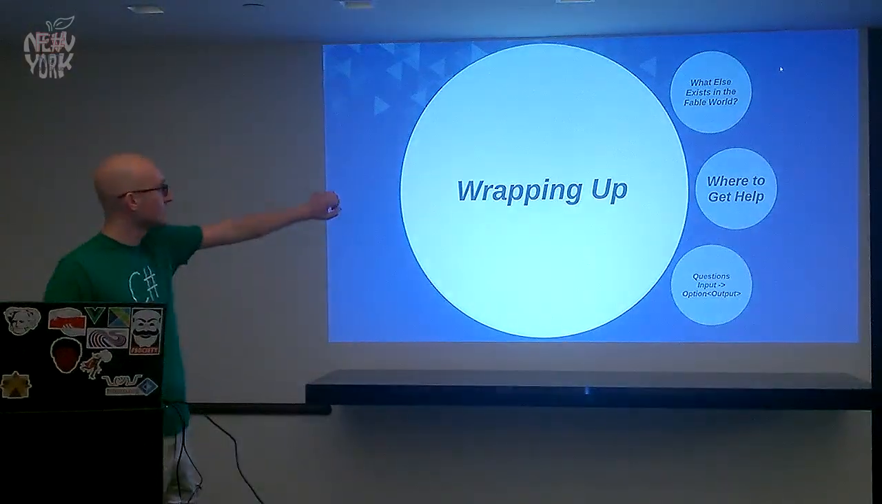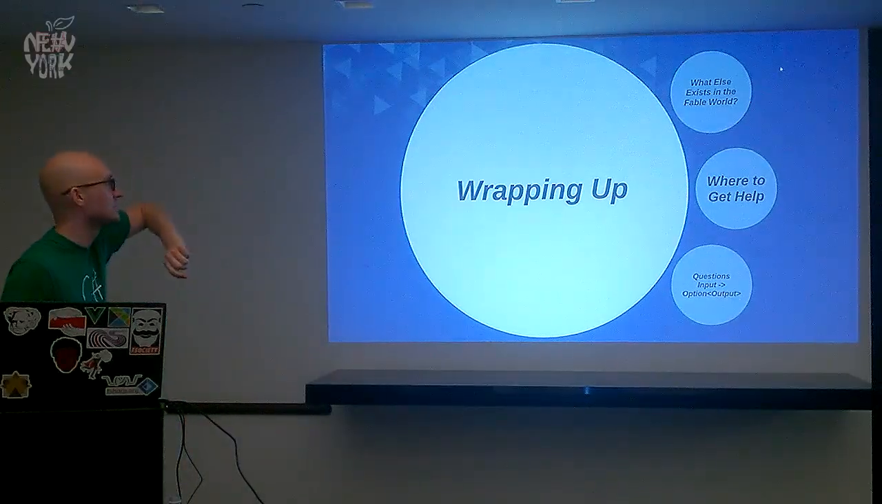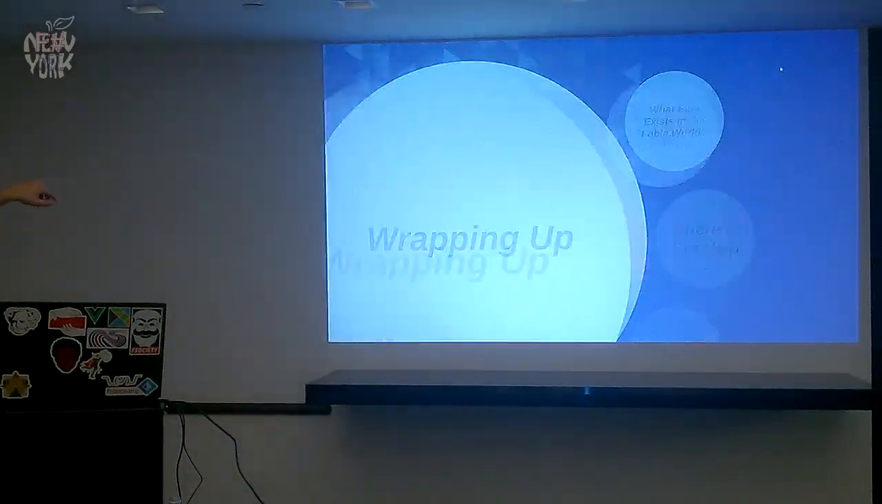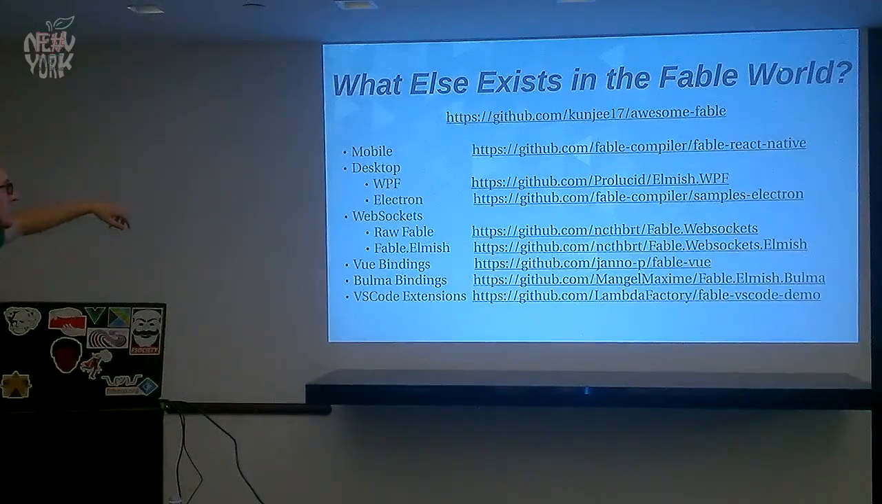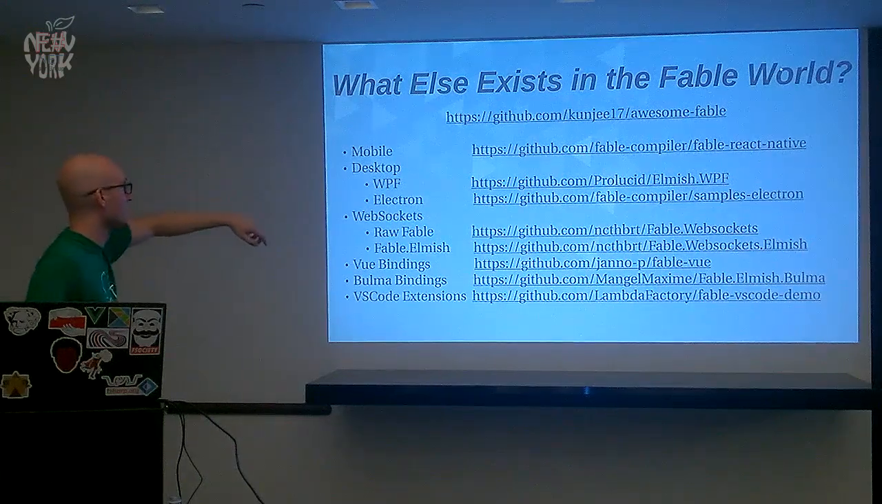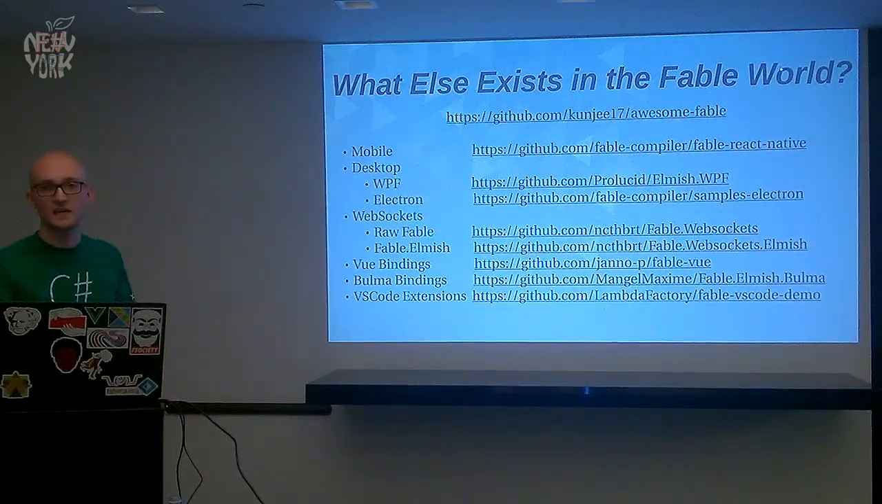So as I'm wrapping up, I just want to get into these 3 points. There's a lot of other stuff that exists in the Fable world. We have mobile. You can do Fable React Native, so you can write your full applications within F#. You can actually create WPF applications, also with Elmish. So you can take that same Elmish code and have that generate WPF and work with it. That's a little bit awkward, I'll be honest, but you can.